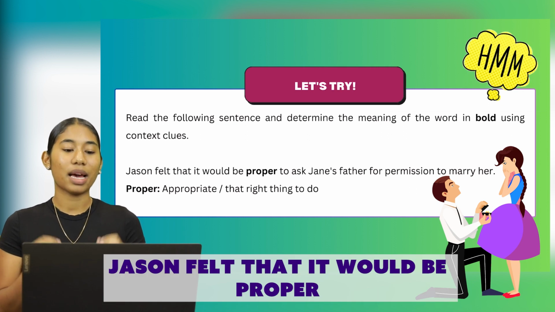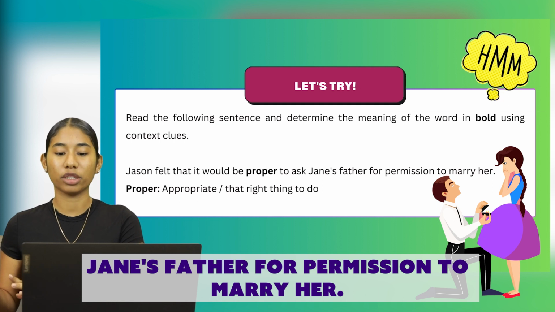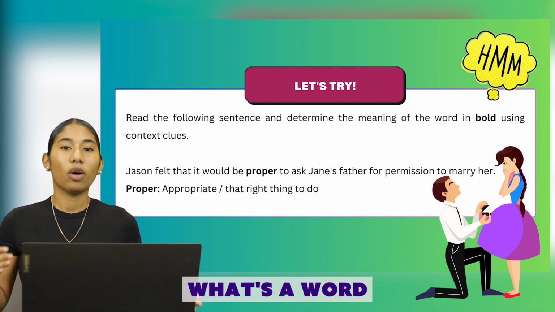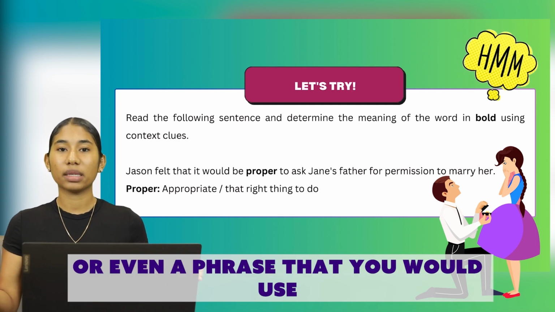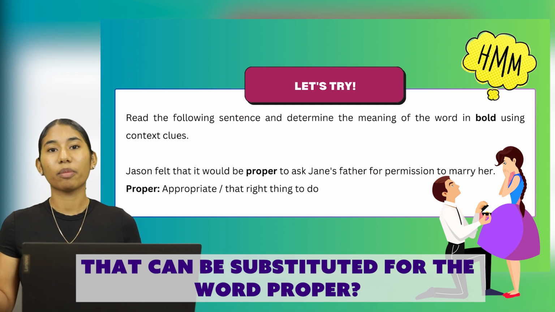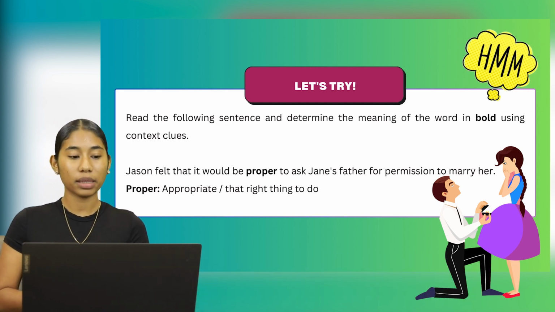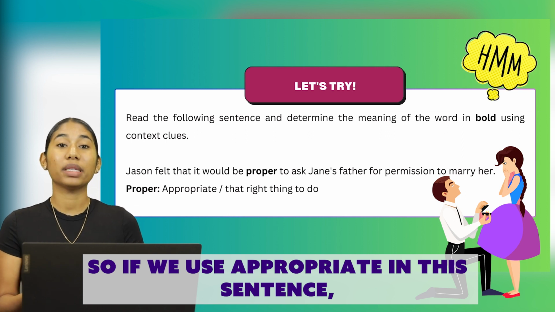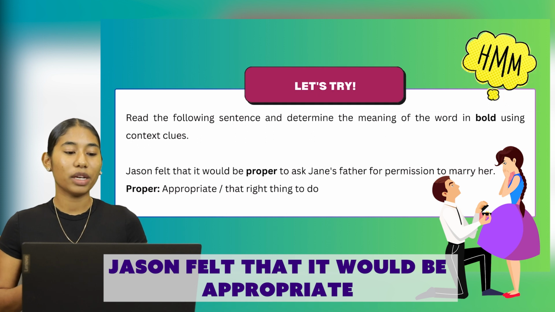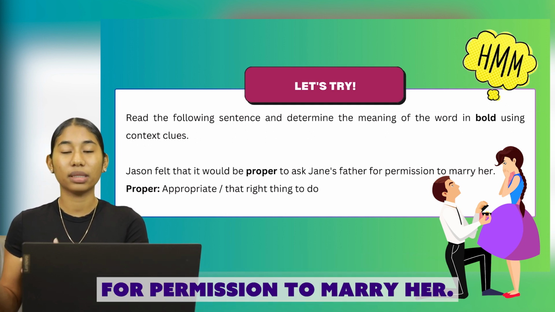Jason felt that it would be proper to ask Jane's father for permission to marry her. So, given the context of this sentence, what's a word or even a phrase that you would use that can be substituted for the word proper? Yes, we can use a word like appropriate. So if we use appropriate in this sentence, it makes sense. Jason felt that it would be appropriate to ask Jane's father for permission to marry her.